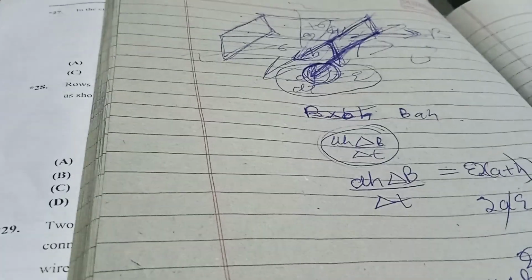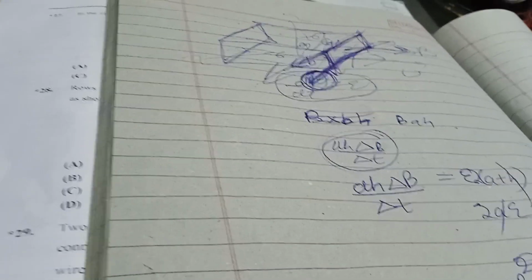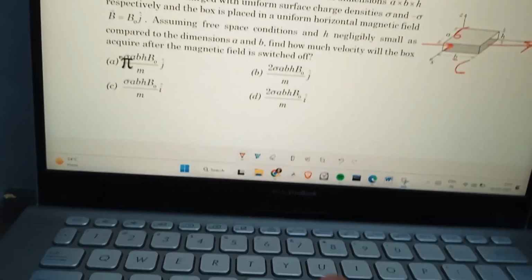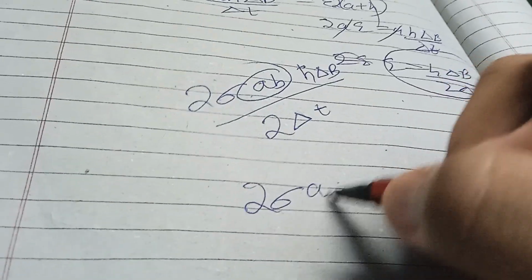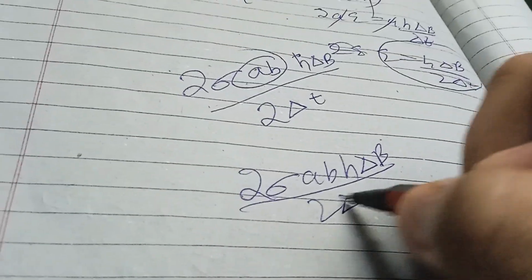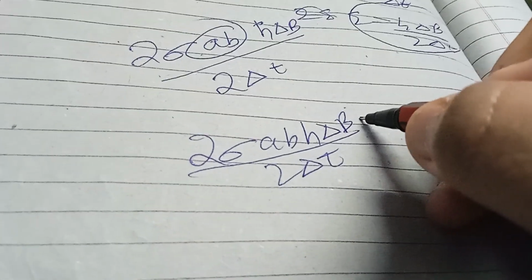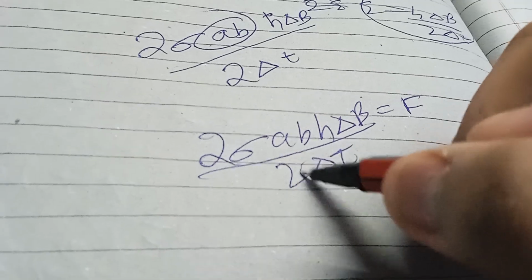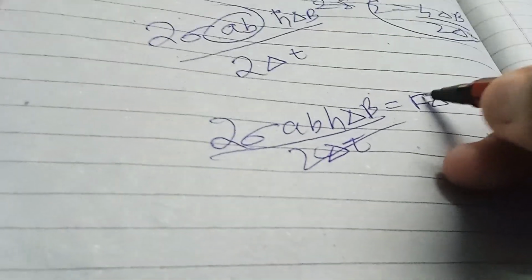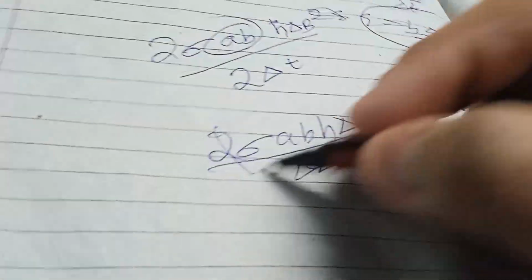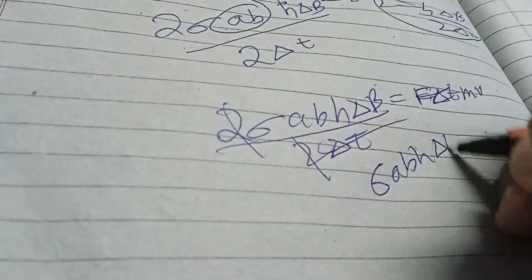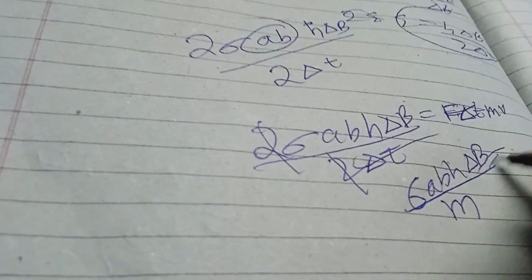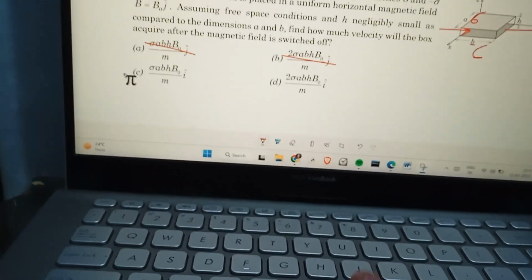First of all, you are seeing that the force is over here, so momentum would also be over here, and we can intuitively say that our velocity is in the I cap direction, so we can remove options A and B right away. Anyways, 2 sigma AB H del B by 2 delta T is the force. Now F delta T is the change in momentum, which is M into V. 2 and 2 get cancelled. Sigma AB H delta B by M is our velocity. And we can say that the answer is option C.